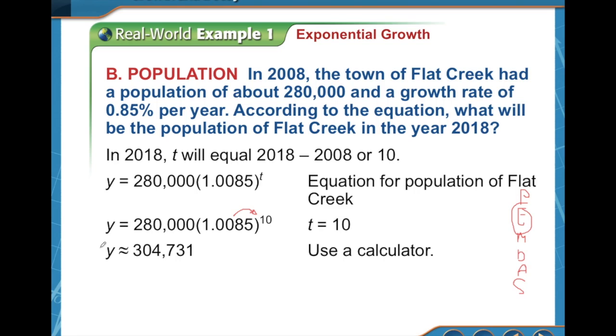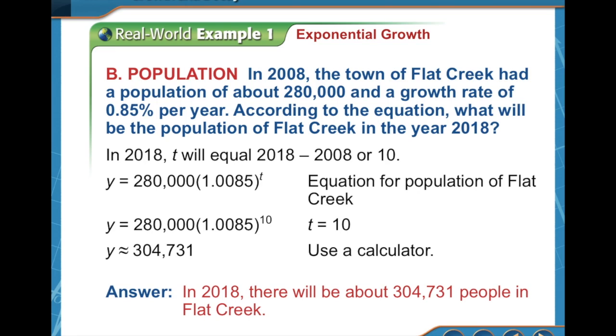So with that in mind, you could do the rest on a calculator, and you should arrive at this number, and you can double check that as you're working through this, either now or later as you review your notes. So 10 years later, the population of this town, Flat Creek, would be a little more than 300,000. And that is our answer. So if you use a calculator, these go pretty quick. The hard part is just plugging in the pieces, and then making sure you evaluate in the calculator the right way. So for 1B, we are done on that example. 304,731.